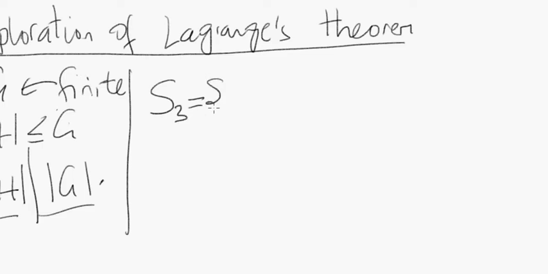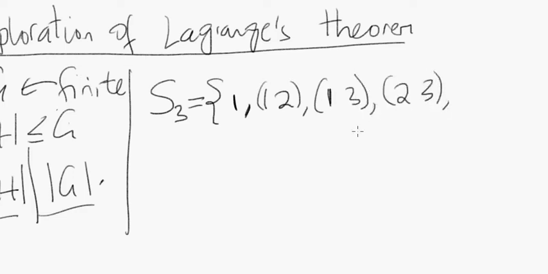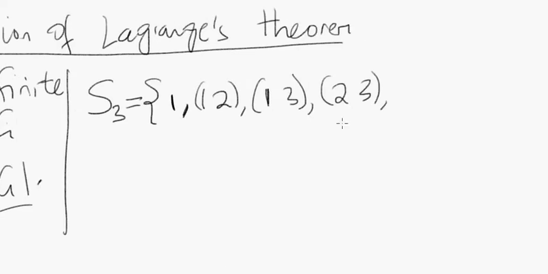What are the elements of S3? Well, there's the identity permutation, there's the element that takes 1 to 2, there's the element that takes 1 to 3, there's the element that takes 2 to 3. This is supposed to be the symmetric group.